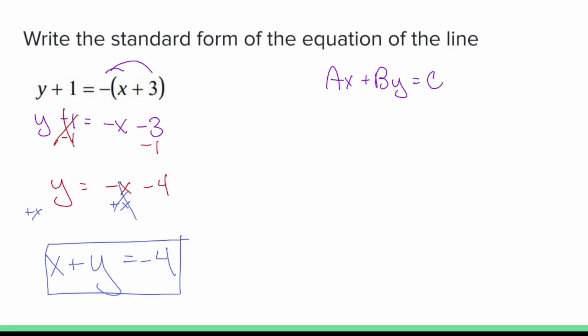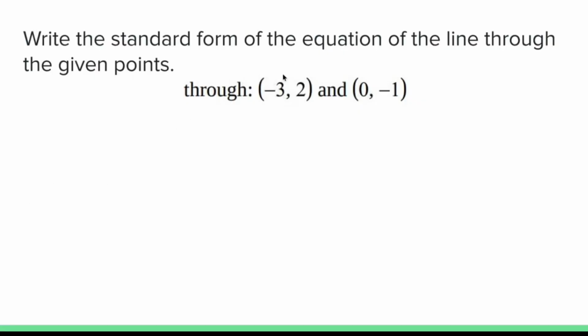Gross, but fine. Write the standard form of the equation of the line that goes through the given points, (-3, 2) and (0, -1). I think probably the easiest way to do this, because I want standard form, is to start out with point-slope form. And once I get point-slope form, I can turn it into standard form. So what's point-slope form? Point-slope form is y minus y sub 1 equals m times the quantity x minus x sub 1. All right, you're going to label your points x sub 1, y sub 1, x sub 2, y sub 2. Now, before I even do anything, I need the slope.